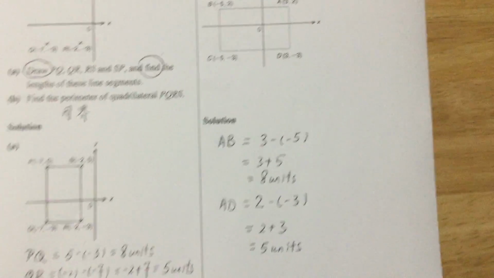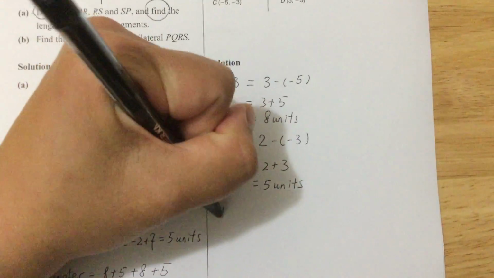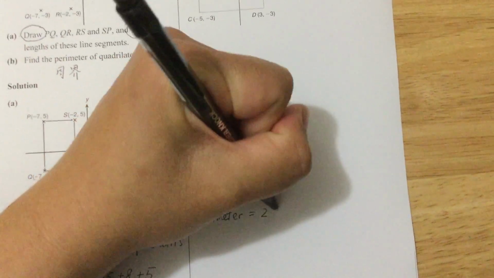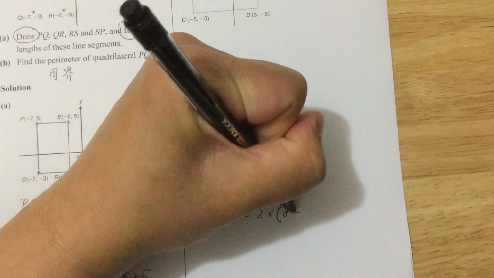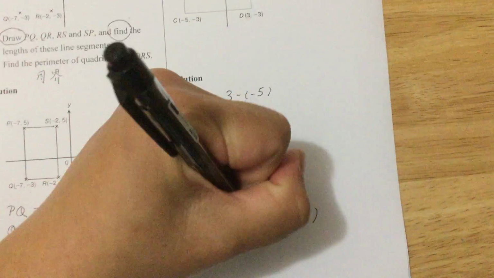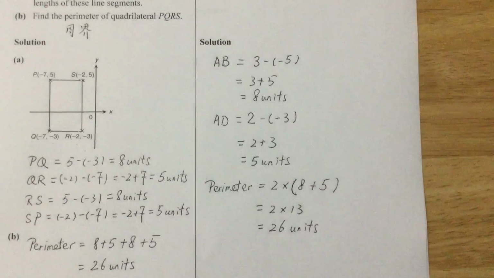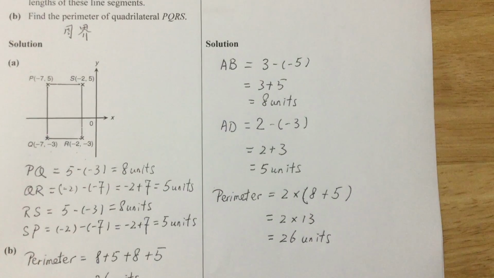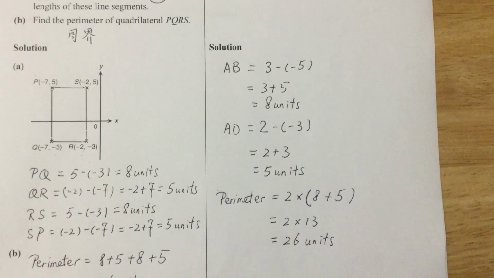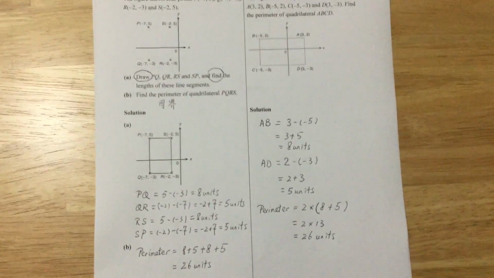Okay, finally, the perimeter. You will see 2 times 8 plus 5, 8 plus 5, so you get 2 times 13. So you got 26 units. So these two are the answer. Okay, this is question 2. I can show the figure also.